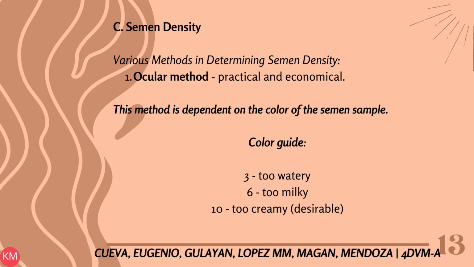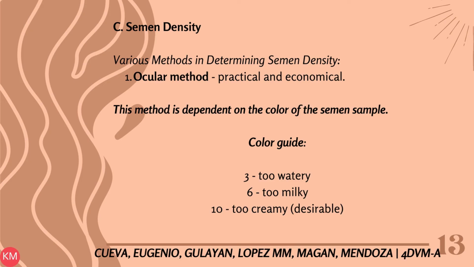Third is semen density. There are various methods in determining semen density. First is the ocular method. This is practical and economical. This method is also dependent on the color of the semen sample.